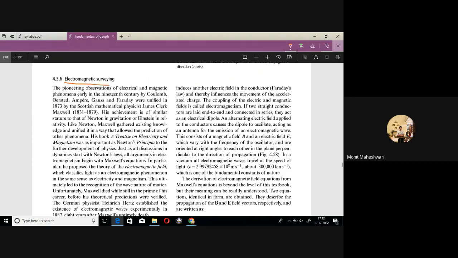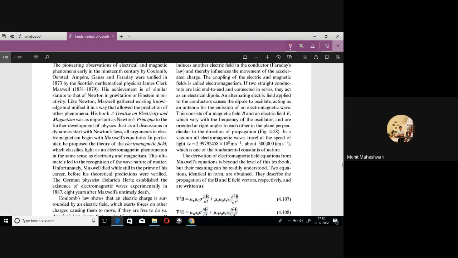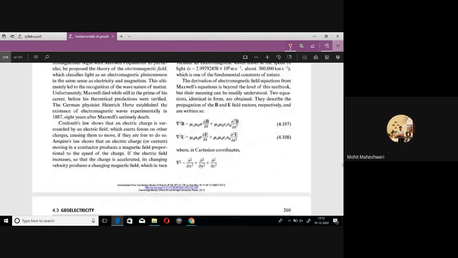So electromagnetic surveying is the topic given here. We will try to cover mostly this topic from this book. Okay, so let's start the discussion. Here it is written that Coulomb's law shows that the electric charge is surrounded by an electric field.